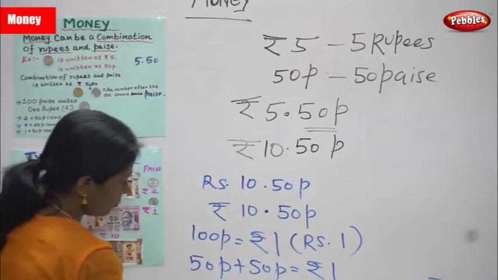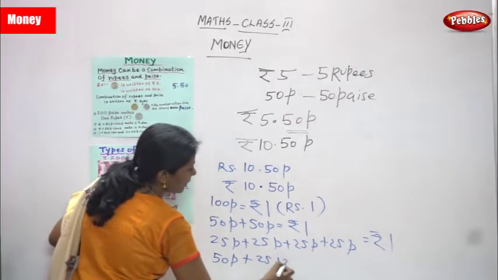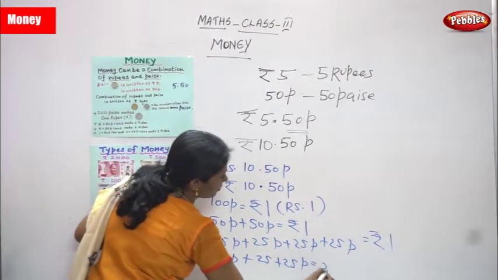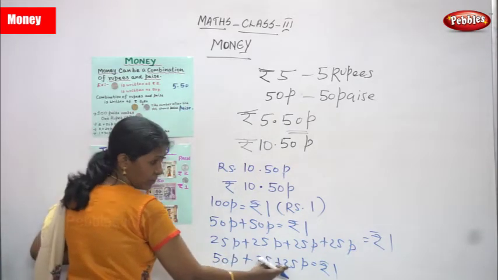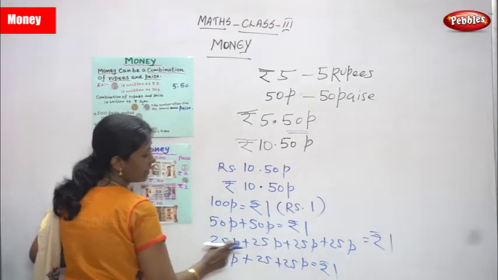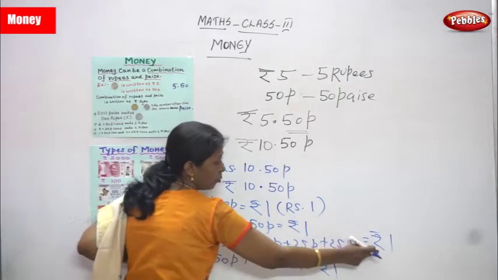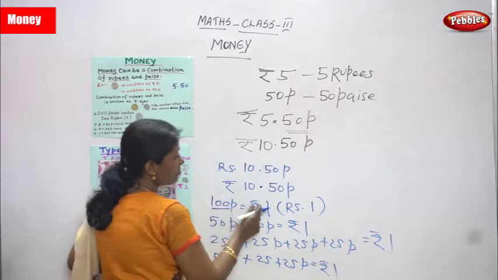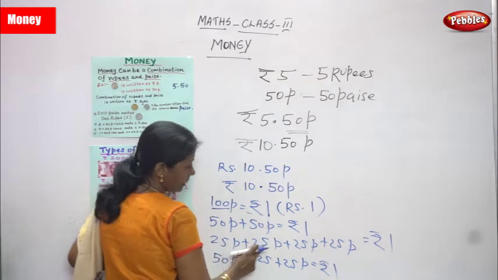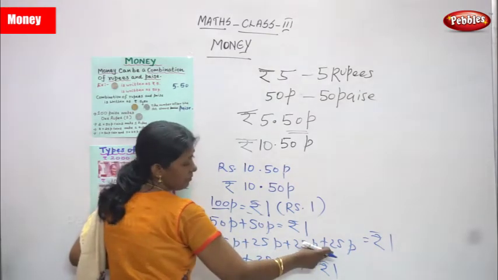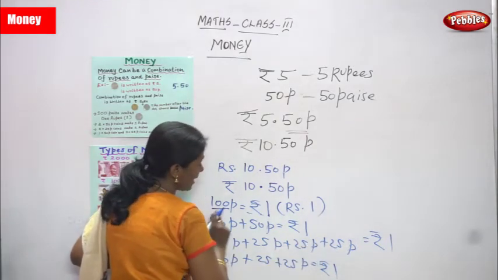So here, 50 paise plus 25 paise plus 25 paise. Again, you have to make 1 rupee. So 50 plus 25, 75. 75 plus 25, 1 rupee. Here 25 plus 25 is 50, 50 plus 25 is 75, 75 plus 25 is 100 paise.